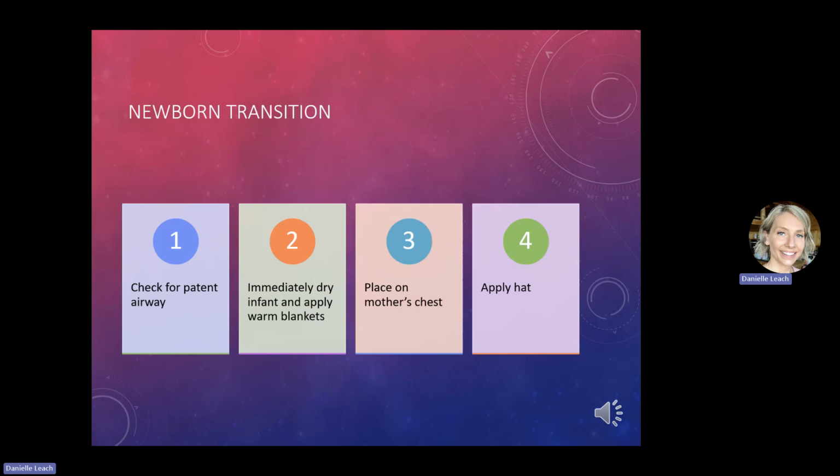Now, a lot of these steps here, it says 1, 2, 3, 4, but they all kind of overlap and you're kind of doing them simultaneously. But number 2 is immediately drying the infant and applying warm blankets.